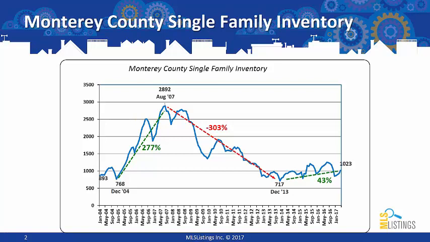January 04, there were 893 single-family listings in Monterey. It hit the bottom in December 04 at 768, shot up 277% in August 07 to 2892, and then it took a 6-year and 4-month slide, 303% down to 717 in December 13. From there to now, it's gone up about 300 listings to 1023, a very minimal rise of 43%. But again, it is starting to come back.